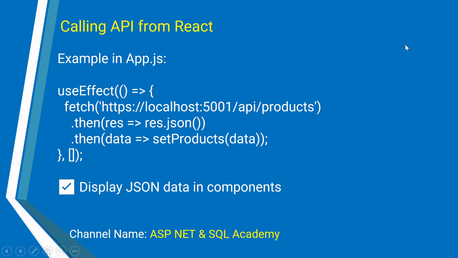We use fetch or Axios to call ASP.NET Core API endpoints. useEffect ensures the API is called once when the component loads. The data is stored in state and can be displayed dynamically in the UI.